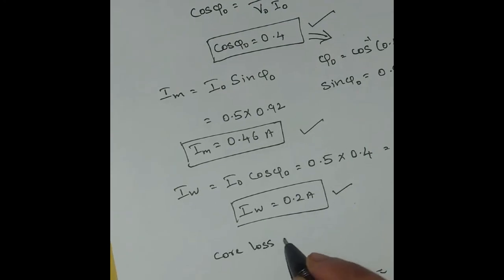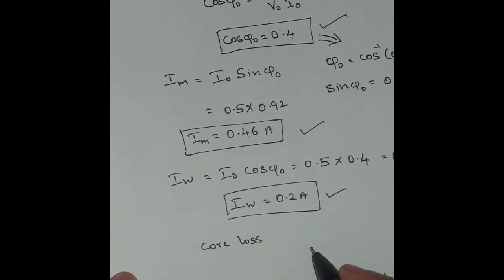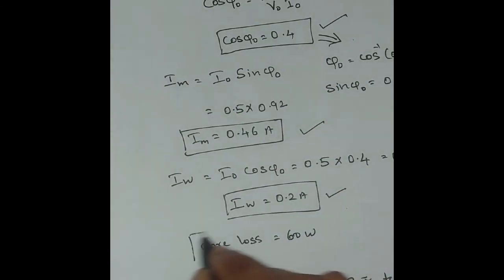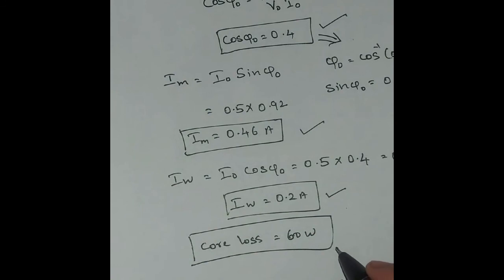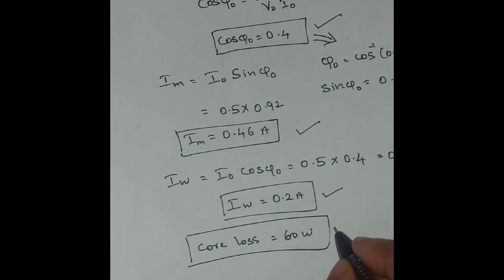The test conducted over the transformer is the open circuit test. So open circuit test always gives us iron loss or core loss. The other name of iron loss is nothing but core loss. So the wattmeter reading is nothing but iron loss. The wattmeter reading we already know is 60 watt. So the other name of core loss is iron loss, which is measured with the help of the wattmeter in OC test.